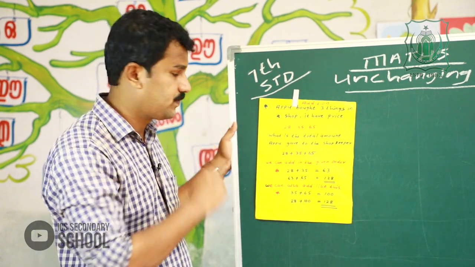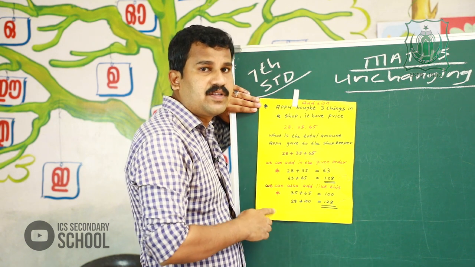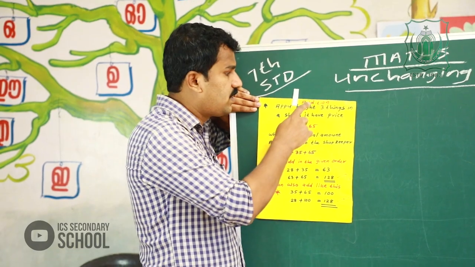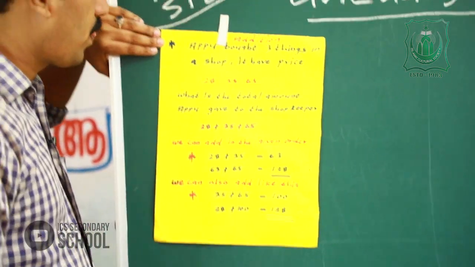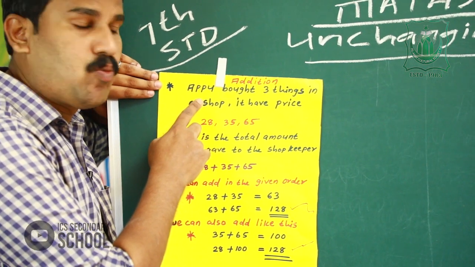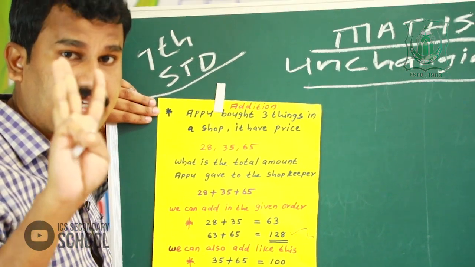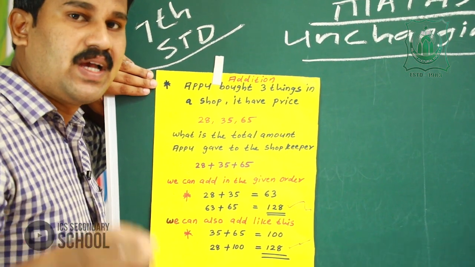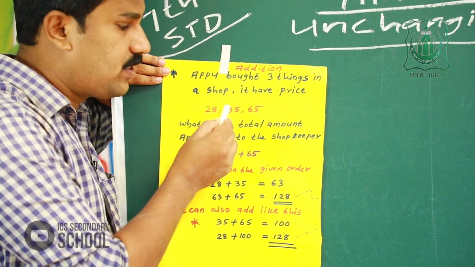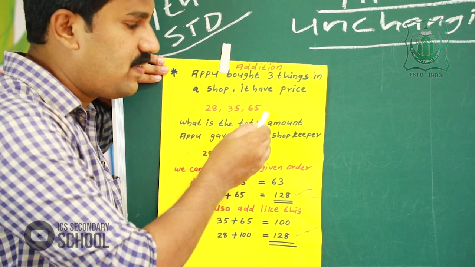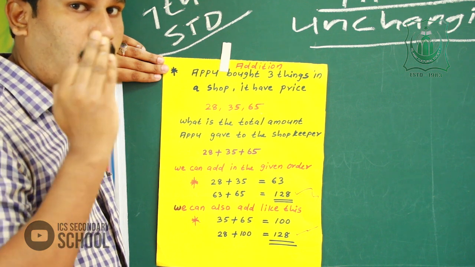Look at this. First we study addition. Appu bought three things in a shop. They have prices 28, 35 and 65.